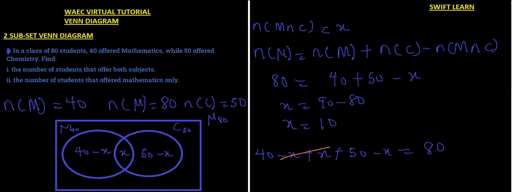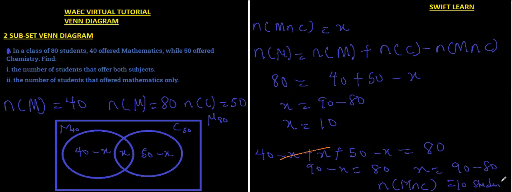So moving on, this will be 40 plus 50 is what? 90 minus X. I think we're having something similar. So X will be what? 90 minus 80. X, which is M intersection C, or those that offer maths and chemistry, is what? 10 students. Are you with me now? That's how you solve the question.